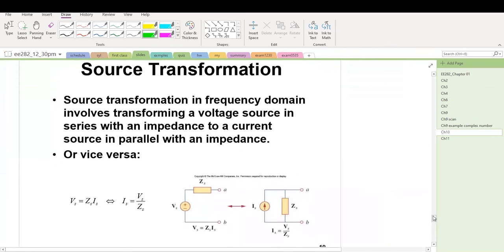Source transformation is also applied for the AC circuit in the phasor domain. So everything we discuss is in the phasor domain. This is the voltage source in series with an impedance. This is equivalent to a current source in parallel with the same impedance. The value of Is equals Vs divided by Zs.